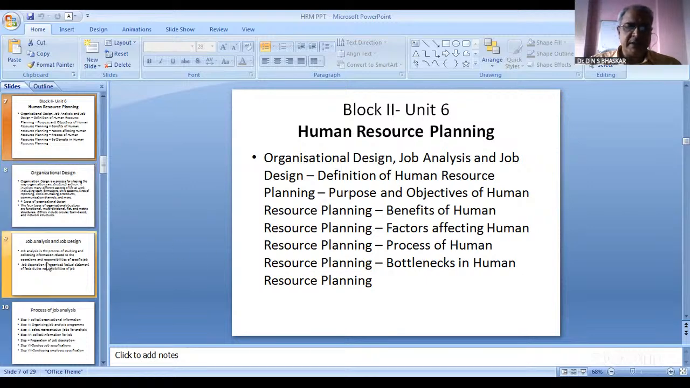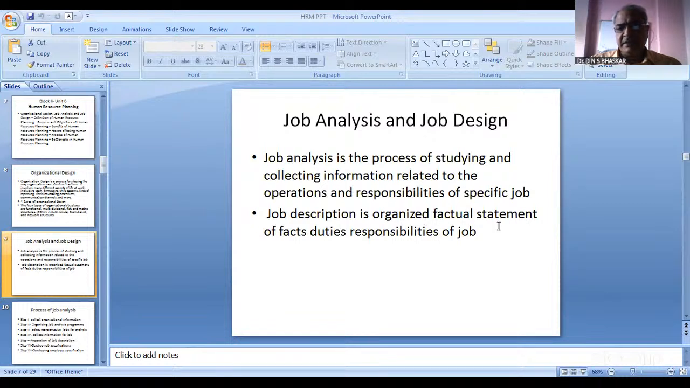Out of that, let us go with job analysis and job design. For the purpose of taking an employee into the organization, first of all we must have clarity about the job requirement: what the employee is expected to do, and how he has to perform the activity.